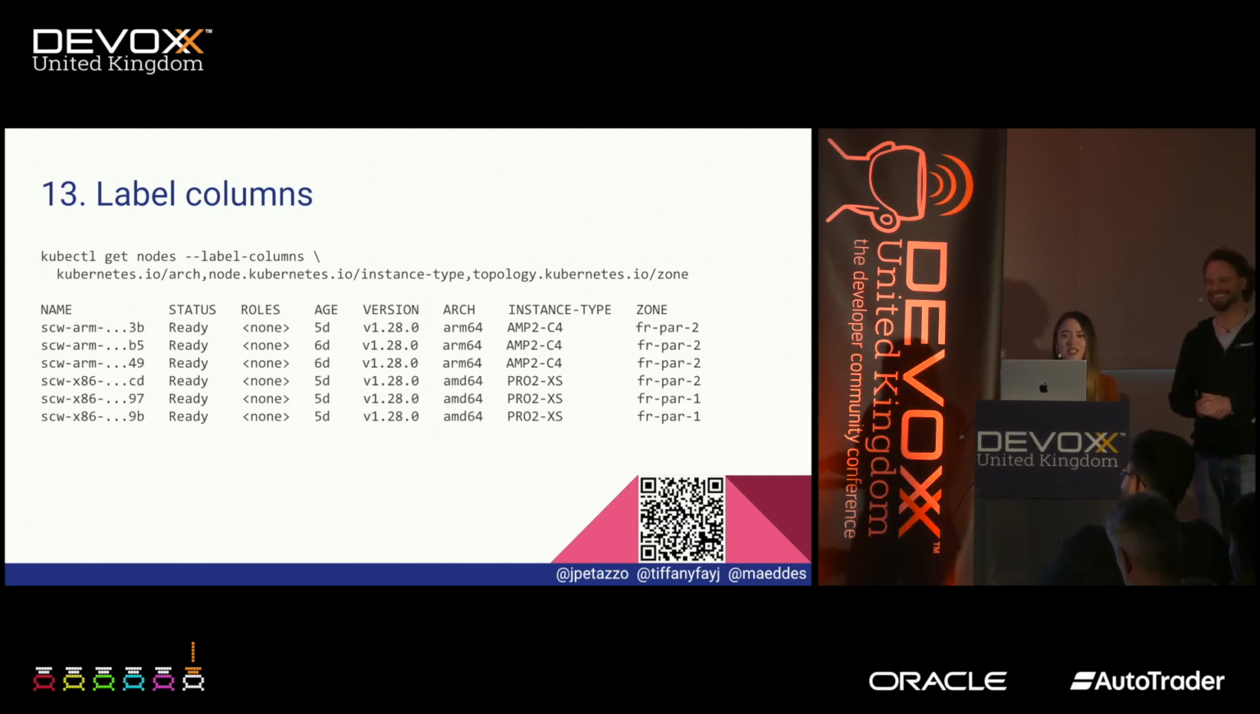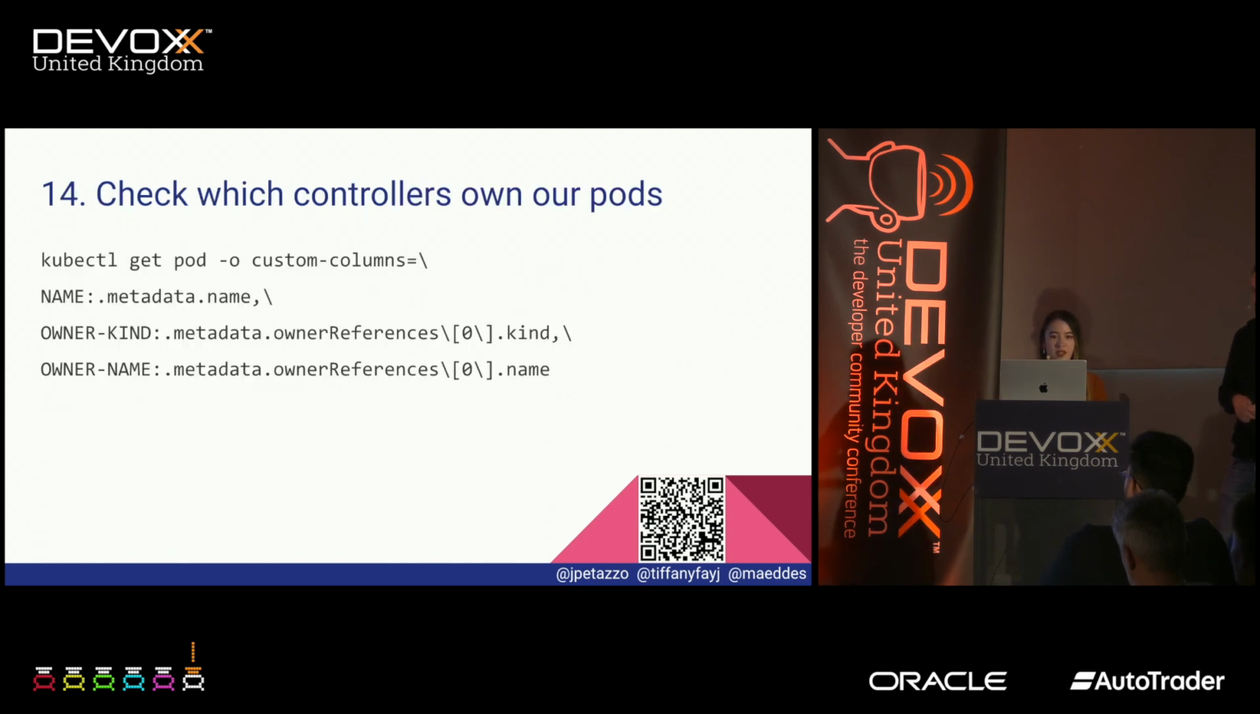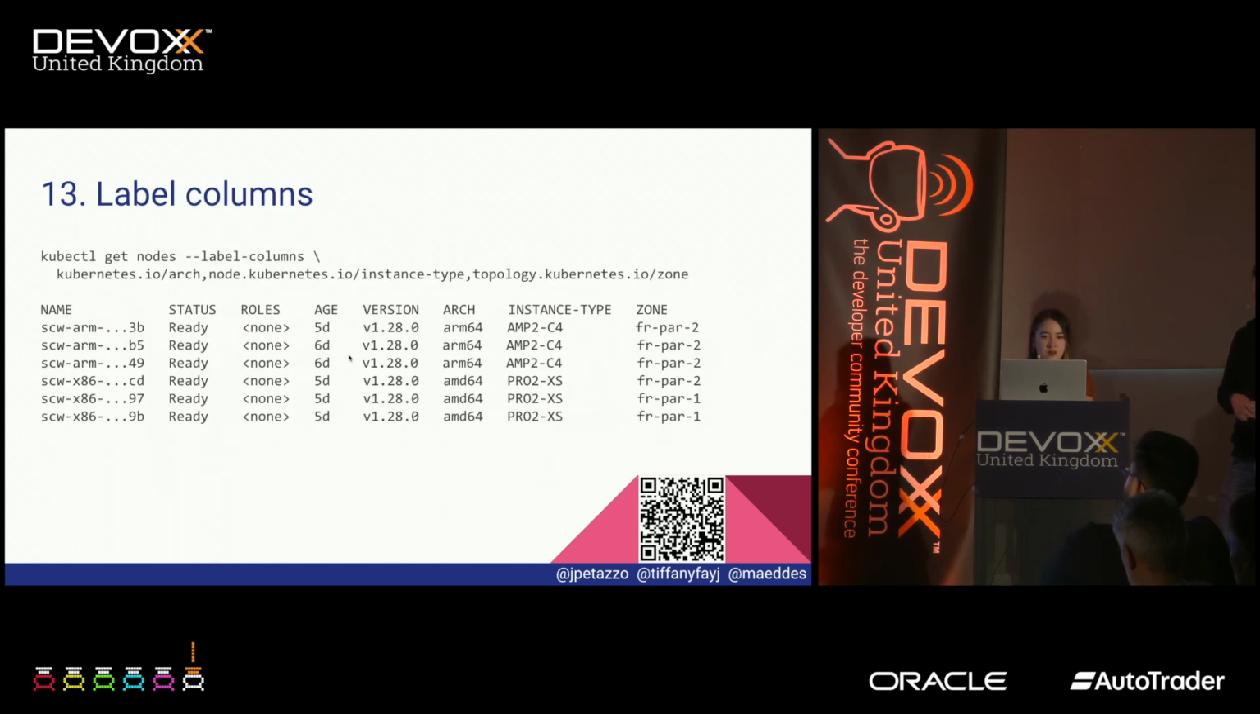All right. So with this one, you can label your columns and say, I want to have instance type, I want topology, I want the zone, and therefore get all these different things here. Obviously, if you're running on kind, there are some of these things that you aren't going to get, and it's pretty useful just to see the different types of architecture, et cetera. You can also see which controllers own your specific pods. So you can have custom columns.